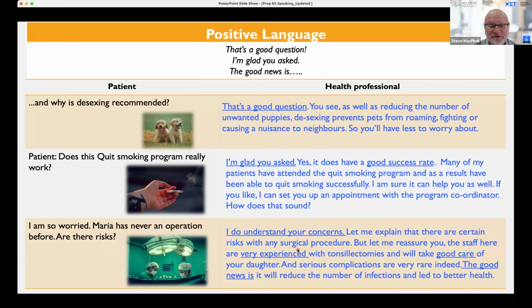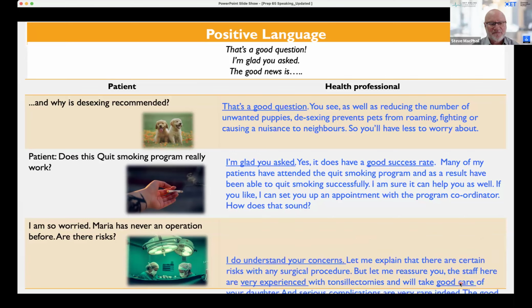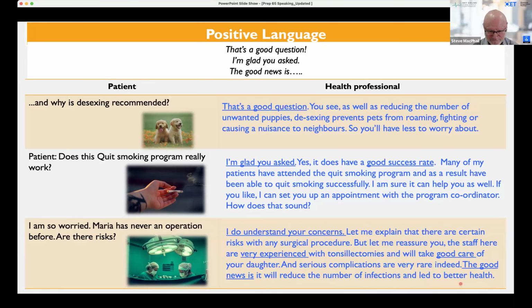Let me explain that there are certain risks with any surgical procedure. But let me reassure you, the staff here are very experienced with tonsillectomies and will take good care of your daughter. And serious complications are very rare indeed. The good news is it will reduce the number of infections and lead to better health." So that's the bigger picture overall. That's natural language, that's reassuring, it's being positive, and it's aimed to reduce any concerns that the patient may have.